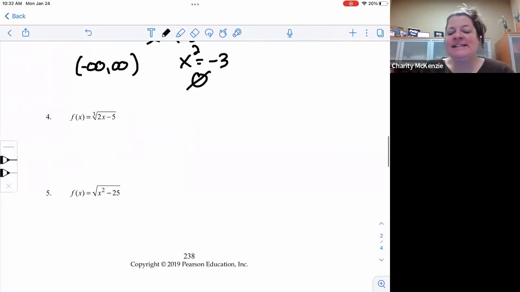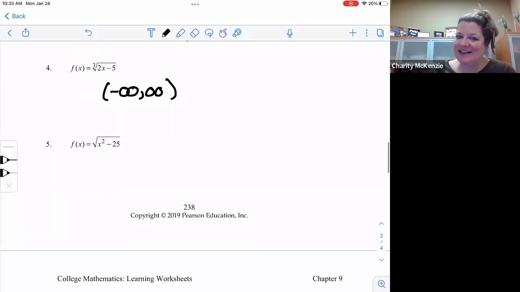Number 4 is an odd root, because it's a third root, not a square root. Where would the third root of that be continuous? Well, we don't have to worry about that negative in the denominator because it's a third root. You can get a negative. So this one is continuous everywhere.